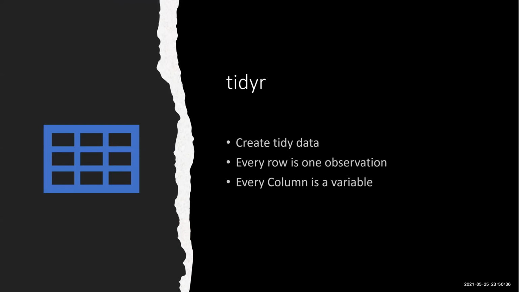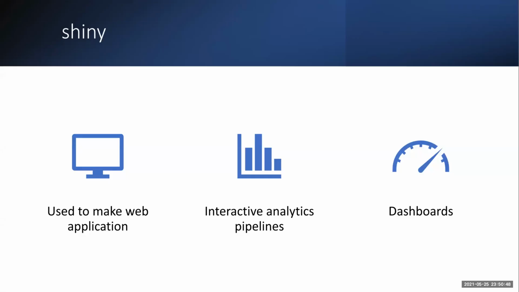TidyR is another package which is used to make a tidy dataset. The tidy dataset is one where every row is one observation and every column is a separate variable. The Shiny package in R can be used to make web applications without knowing or requiring any other computing language. It can be used to make interactive analytics pipelines to empower the end user to manipulate the process of data analysis. Similarly, it can also be used to make informative dashboards.